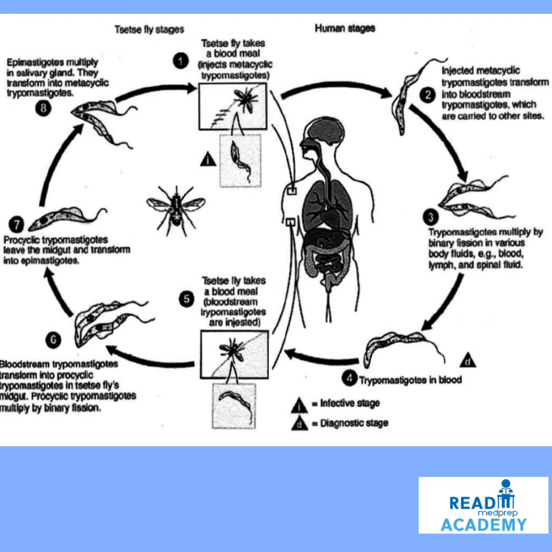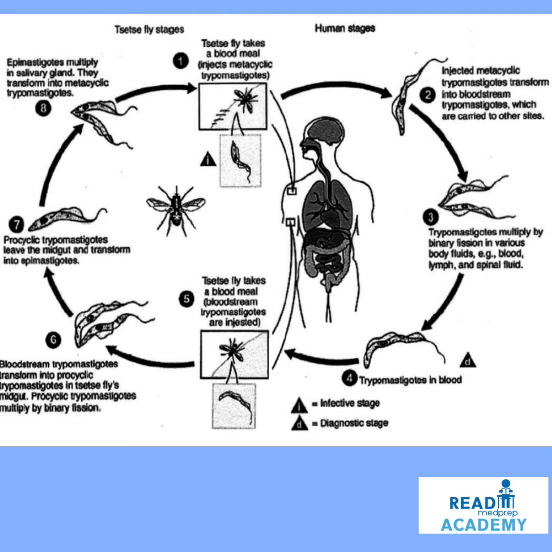The tsetse fly takes a blood meal by injecting the metacyclic trypomastigotes into the human body. In the human body, the injected metacyclic trypomastigotes transform in the bloodstream into trypomastigotes, which are carried to other areas. And these trypomastigotes multiply by binary fission in various body fluids, for example blood, lymph, and the spinal fluid. And these circulate even in the blood in the form of trypomastigotes.